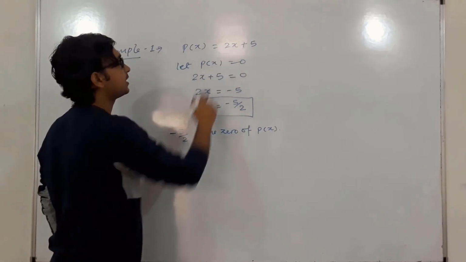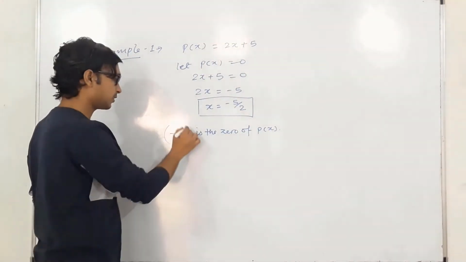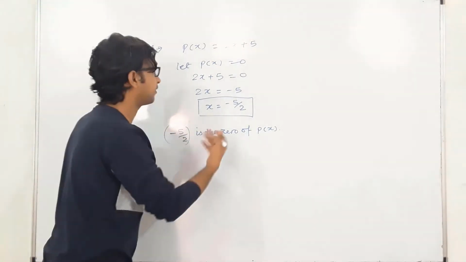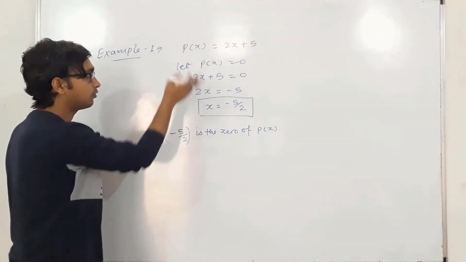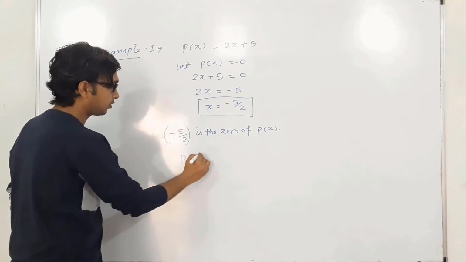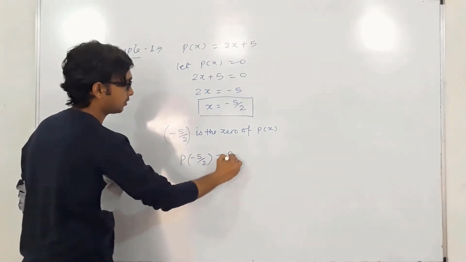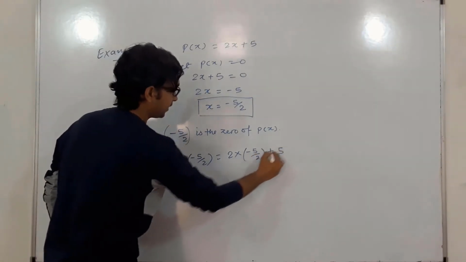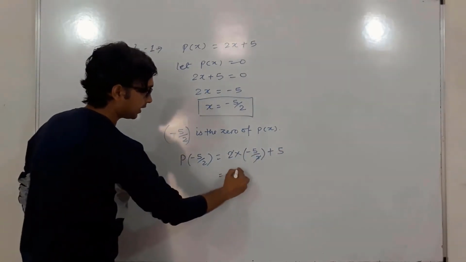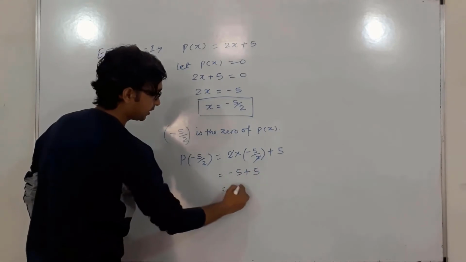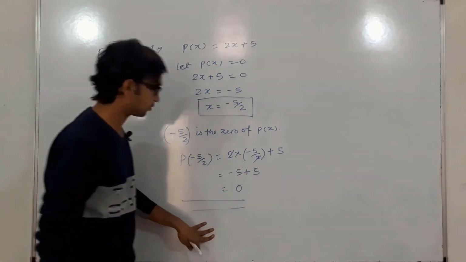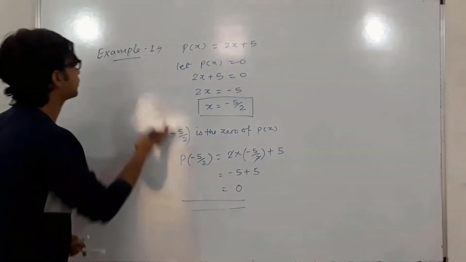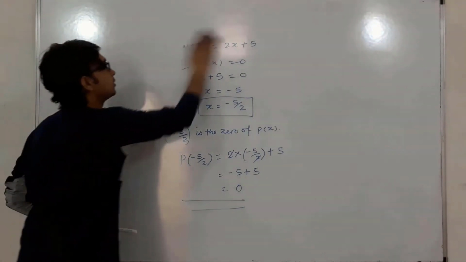So since it is a linear polynomial, that's why it has only one zero. If we want to verify it, we can verify by substituting the value of x over there. So p of -5 by 2 equals to 2 into -5 by 2 plus 5. So we can cancel 2, so we get -5 plus 5, and then we get 0. So now let's take one more example.